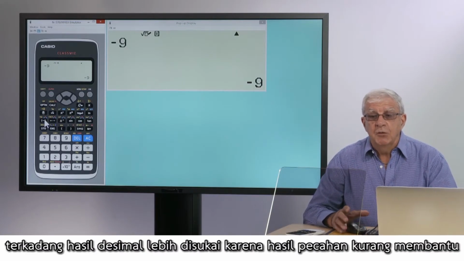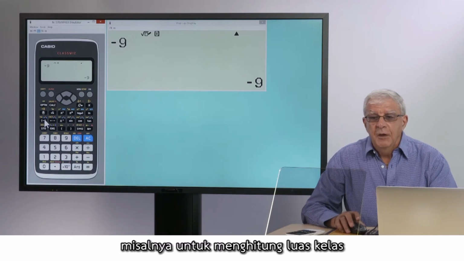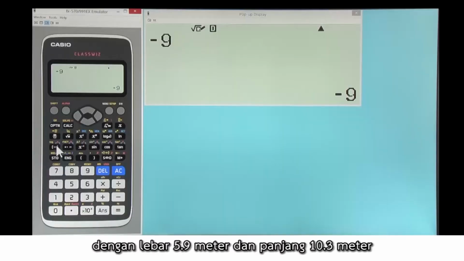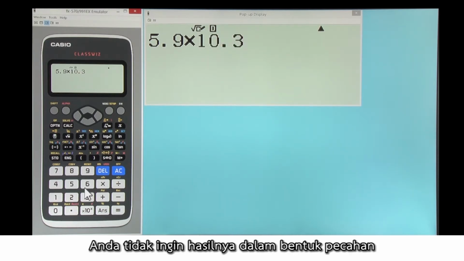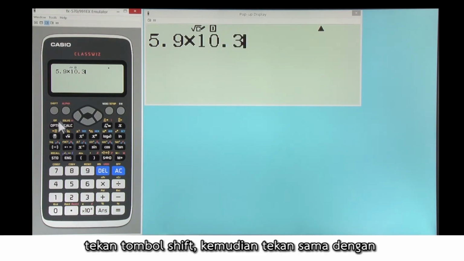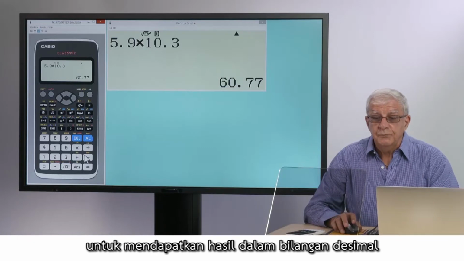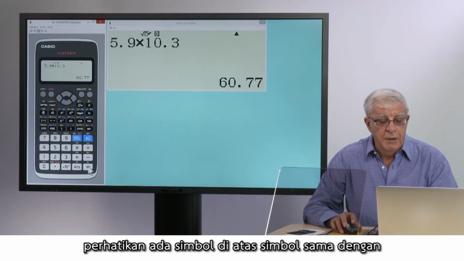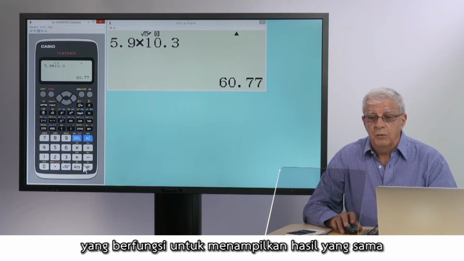Sometimes a decimal result is preferred and a fraction result is unhelpful. For example, to find the area of a classroom that is 5.9 metres wide and 10.3 metres long, we don't want the result as a fraction, so tap the shift key up here and then the equals key to get the result as a decimal. Notice there is a symbol here above the equals key to show approximately equals.